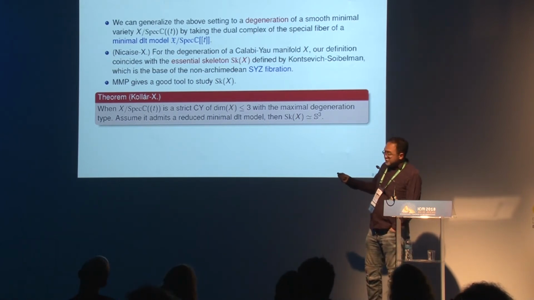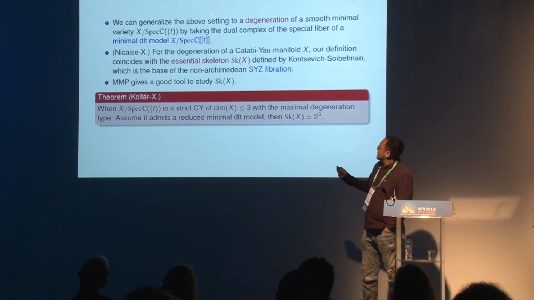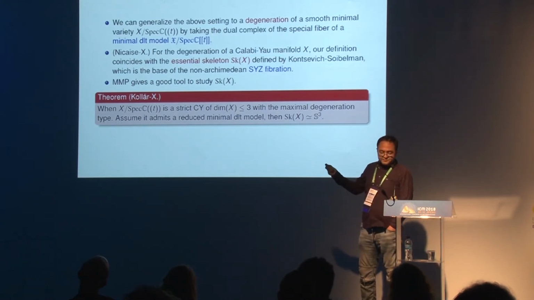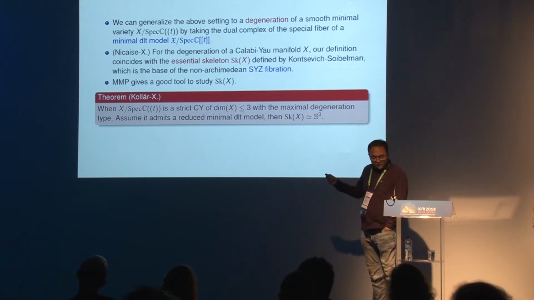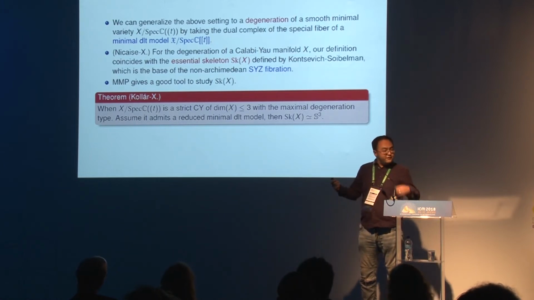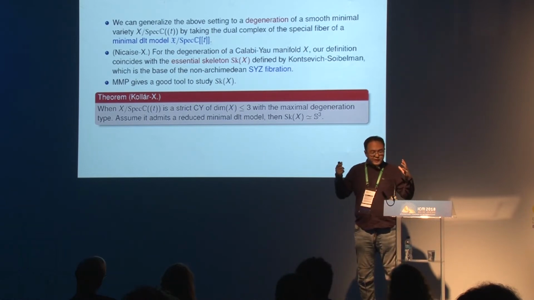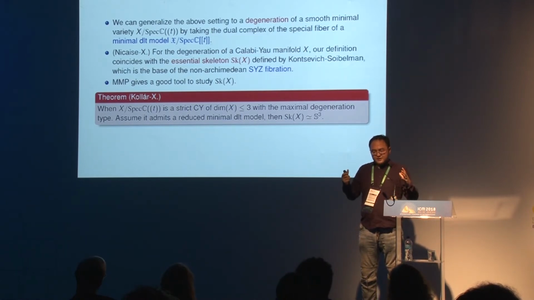And Nicaise and myself prove that if I start with this X, which is a Calabi-Yau, then our definition, which I just take in the first step, is basically identical to the definition of Kontsevich and Soibelman, which they call the essential skeleton. But if you look at their original definition, they just define an abstract subset of the Berkovich space, the Berkovich analytification of X. Now we basically realize this abstractly defined subset as a dual complex of some DLT model.